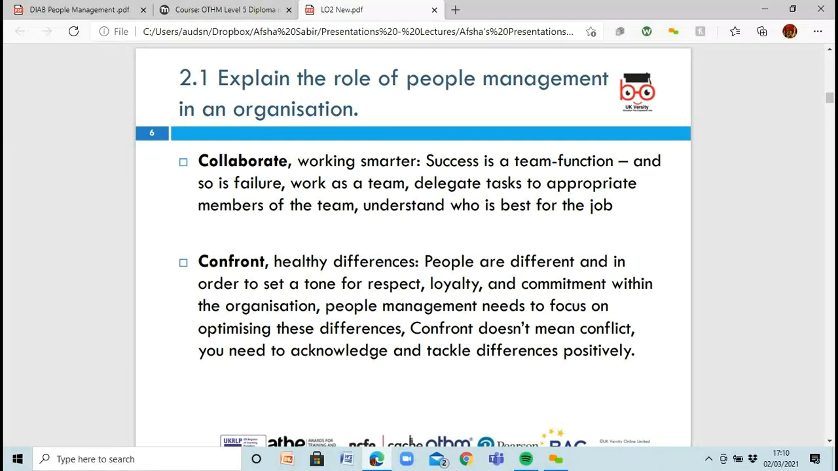You're also going to collaborate, so you're going to work smarter, you're going to work as a team. What we say is, like it is on here, success is a team function, but so is failure. So if you're succeeding, you're succeeding as a team. But if you're failing, you're also failing as a team.